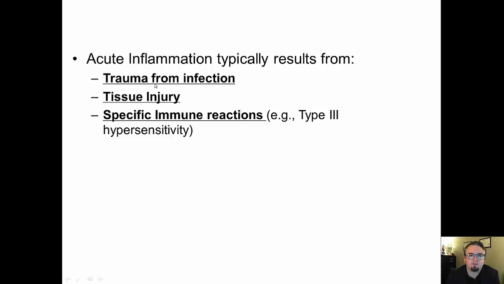And so as I mentioned, it can happen for a variety of reasons. Trauma from infection, injury, even one I didn't mention would be a certain type of immune reaction. And we'll talk about this in chapter 16 actually, but an example is like a type 3 hypersensitivity reaction. So these are a variety of different things that can cause it, some more common here. So we're really going to look at it in the next couple slides in response to kind of an injury and infection simultaneously.